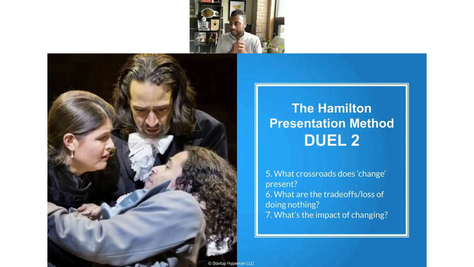So you end duel 1 by saying, there's a reason to make a change, and change is necessary. Now you're like, okay, which road do you want to go down? You basically put an inflection point in front of them. It's like Neo in the Matrix. Do you want to take the red pill or do you want to take the blue pill? Obviously, you're building the case for the red pill, which is making a change.